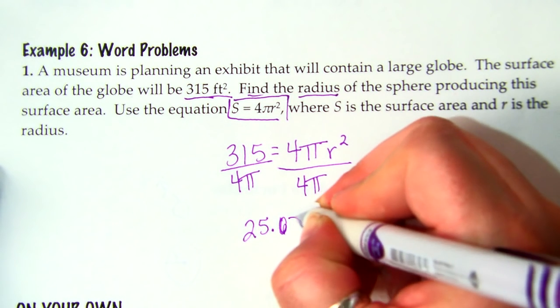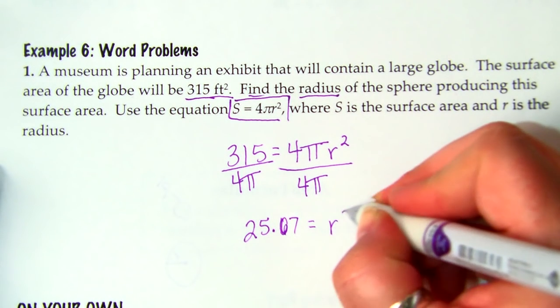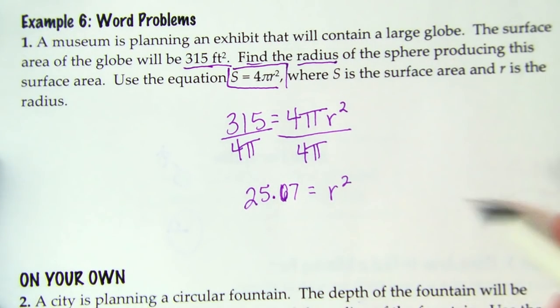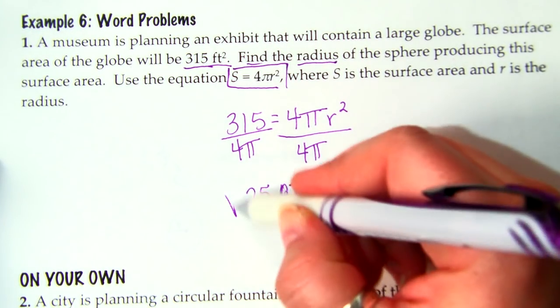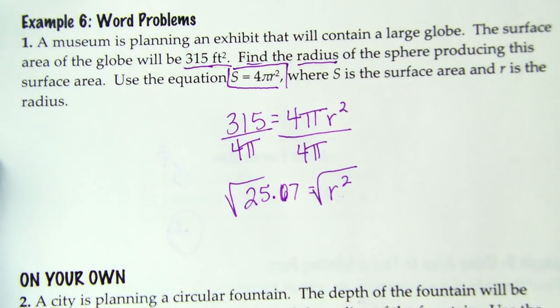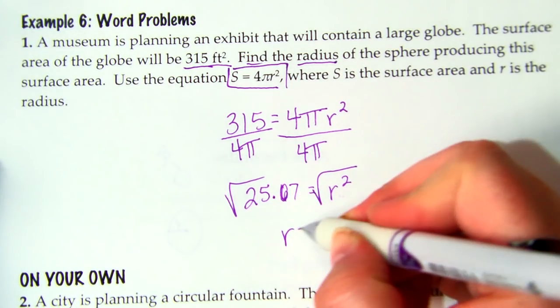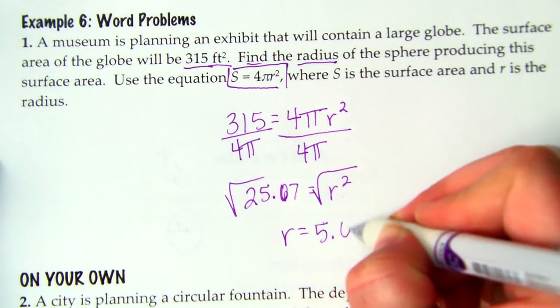25.007 if you round, equals r squared. Again, that's not the answer yet because r is not by itself. So take the square root of both sides, and then you get r is 5.0. And the label is feet.